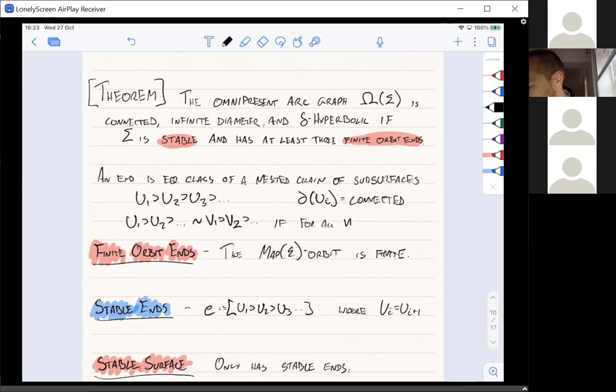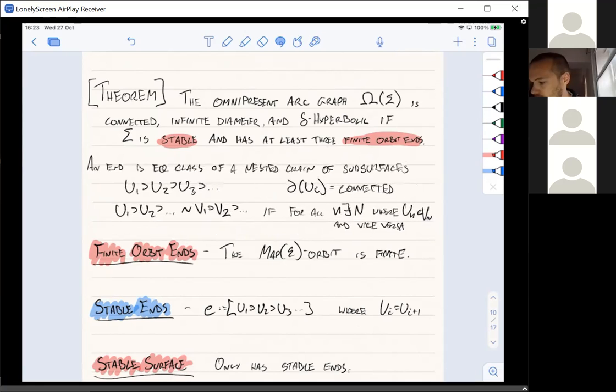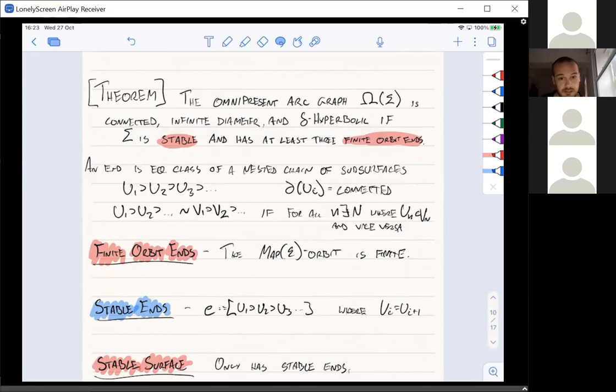So if for all n there exists capital N where UN is contained in Vn, and vice versa, by which I mean there exists some small m such that there is some big M where eventually VM is contained inside the UM. So these are chains that go off forever in some direction, and this equivalence is just saying that they're defining the same thing as they go off forever.